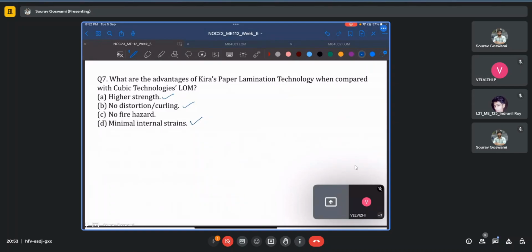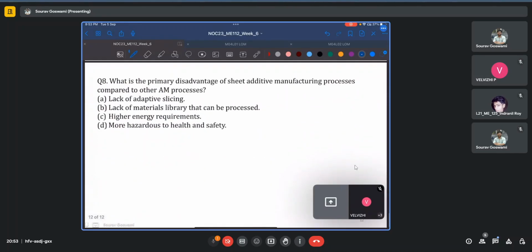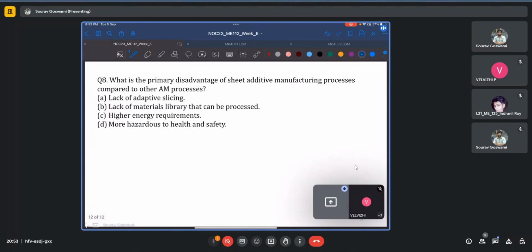And fire hazard is not there because even though we are using a hot plate, we are not using a laser. For cutting, we are only using the mechanical knife. So actually, the danger of a fire hazard or a similar other health hazard is greatly reduced. So in fact, all four of these are the advantages of Kira's paper lamination technology over cubic technologies laminated object manufacturing. And question 8 is asking us as to what is the primary disadvantage of sheet additive manufacturing processes compared to other AM processes.